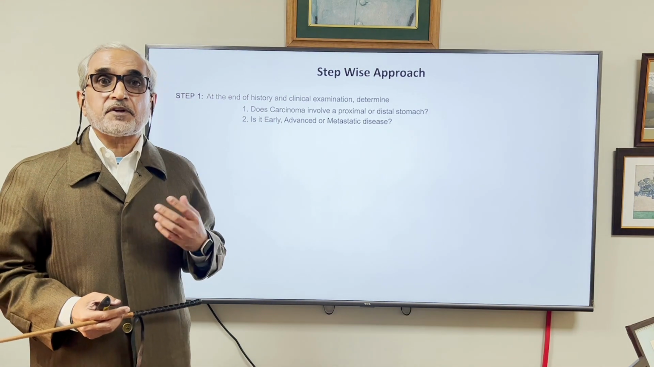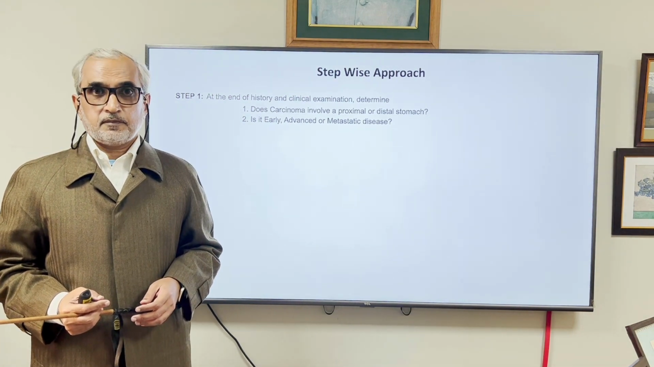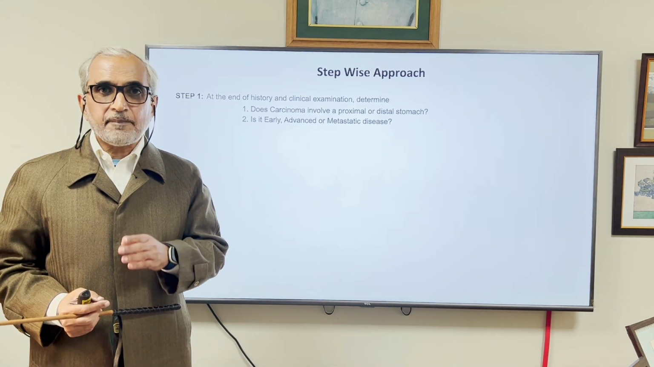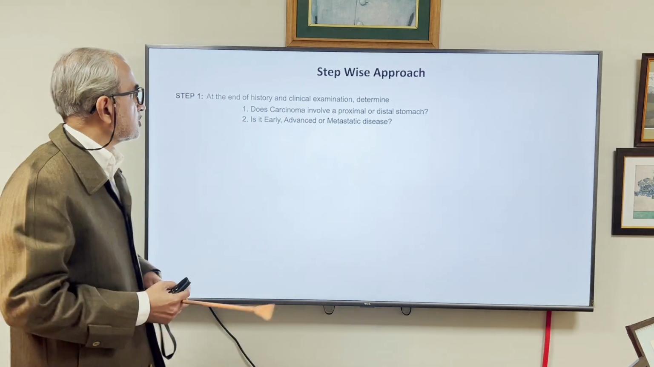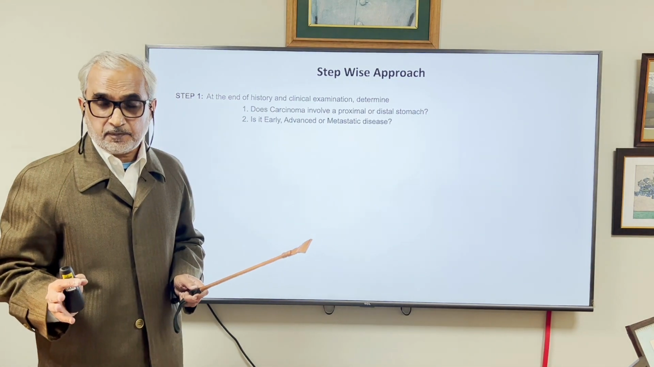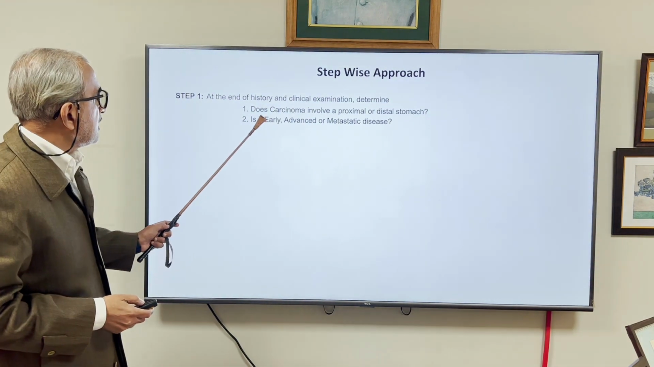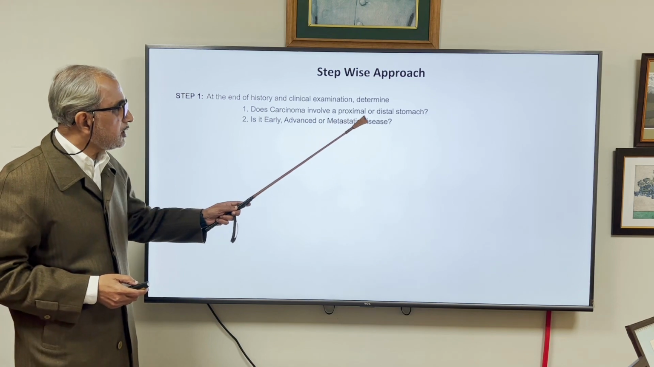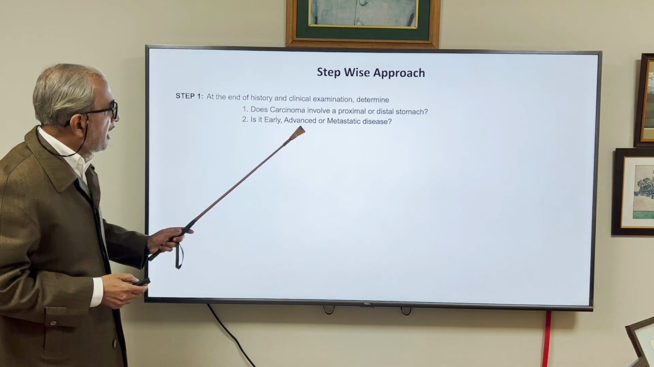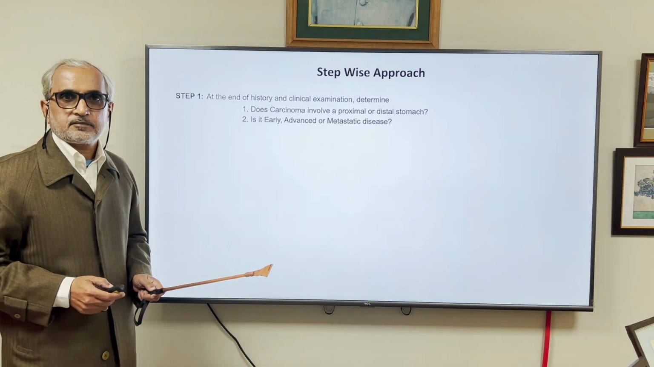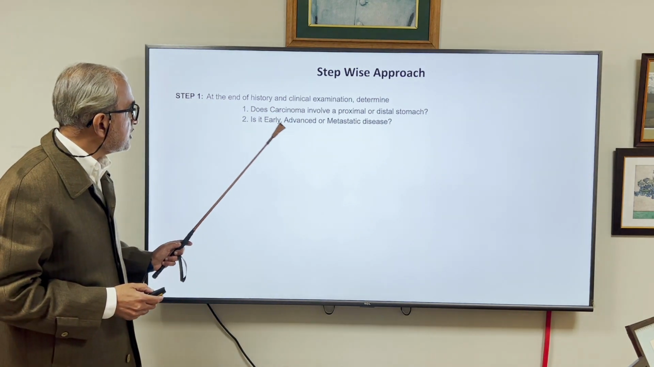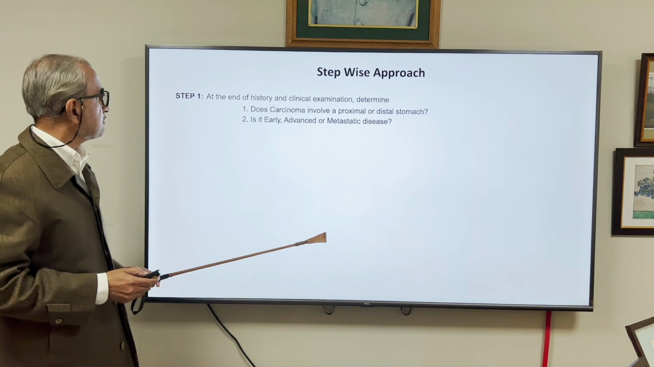Once the patient comes and you have taken the history and done clinical examination, by the time it finishes you should have a fairly good thought: is this a carcinoma stomach or not? And if it is carcinoma stomach, does it involve the proximal or distal stomach? Or is it early, advanced or metastatic disease? Because carcinoma stomach is divided management-wise into early disease, advanced disease and metastatic disease.